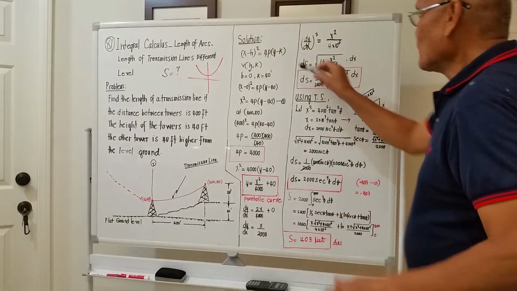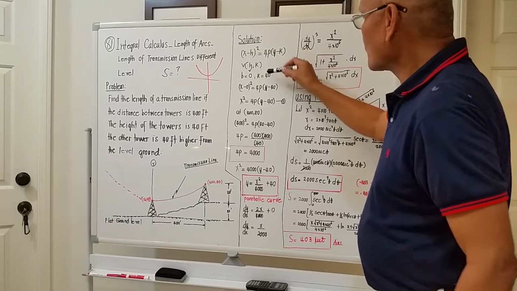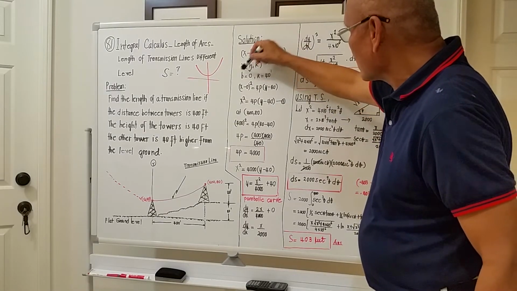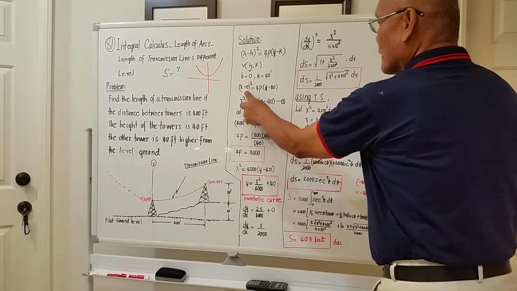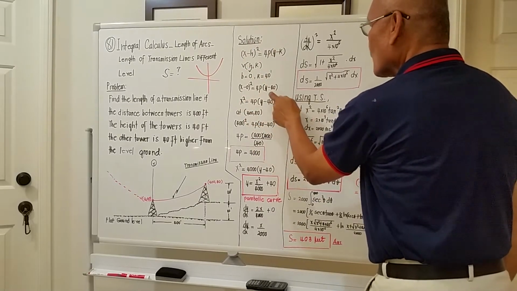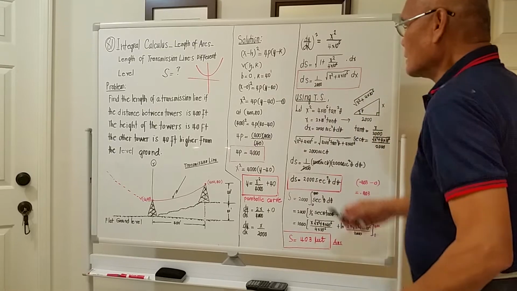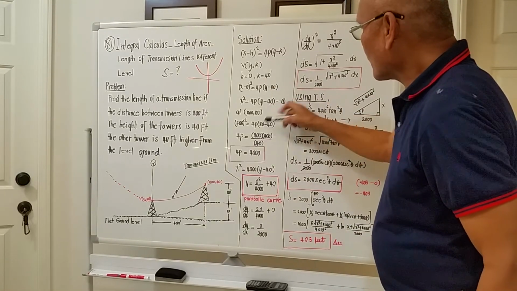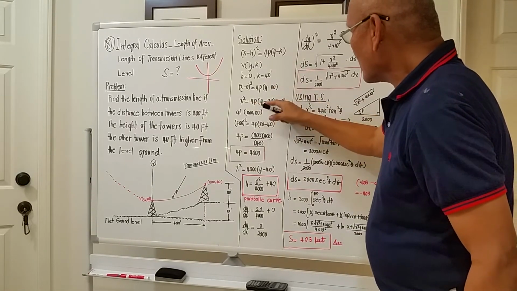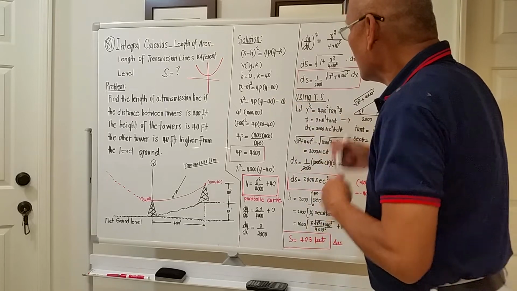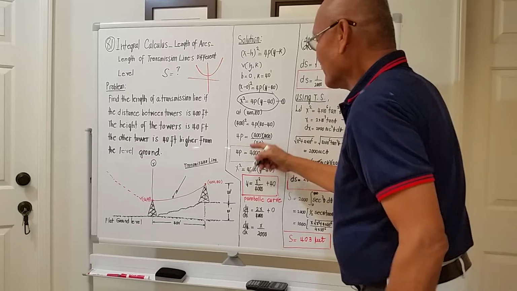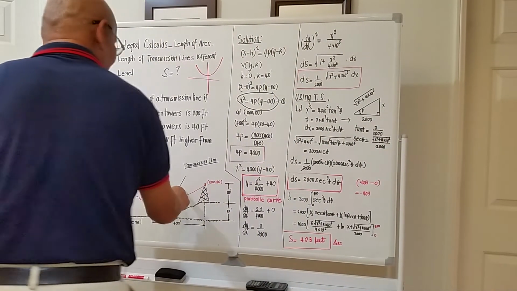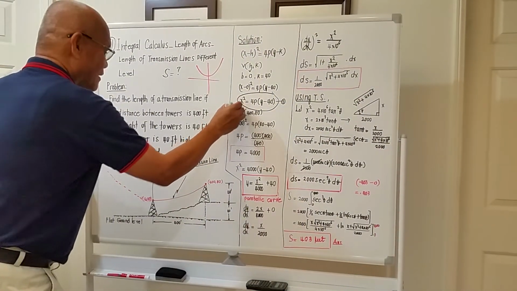Okay? So by using this equation, we substitute h = 0, k = 40. This becomes (x − 0)² = 4p(y − 40). So x² will be equal to 4p(y − 40). What is the significance of this equation here? Meaning the equation of this transmission line is actually this one.